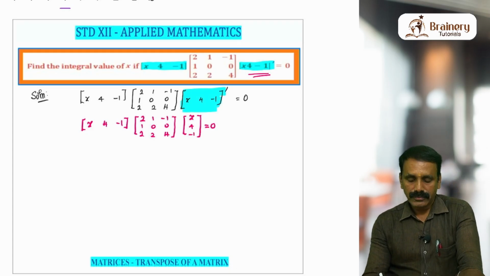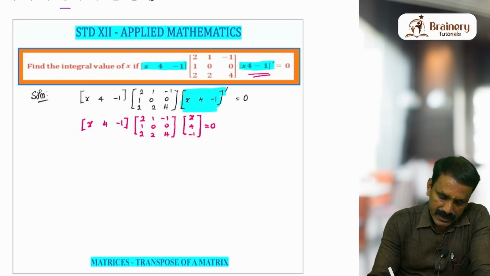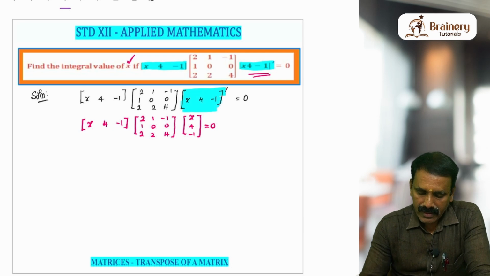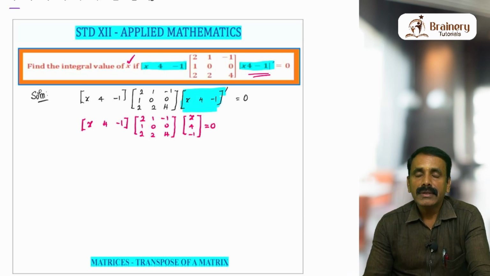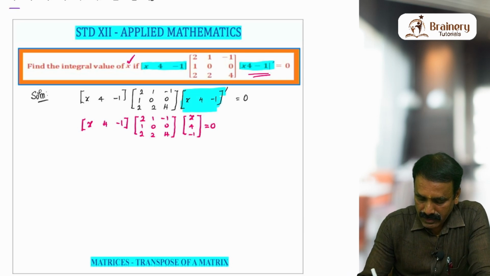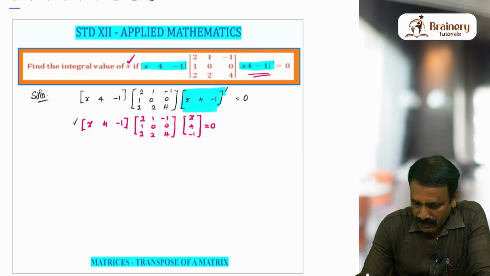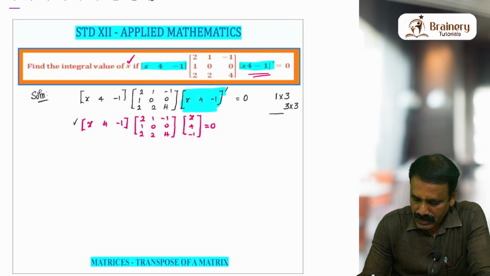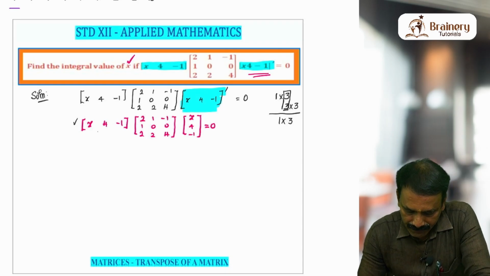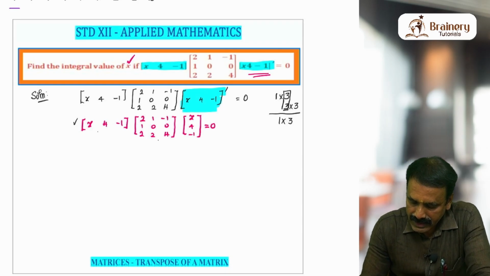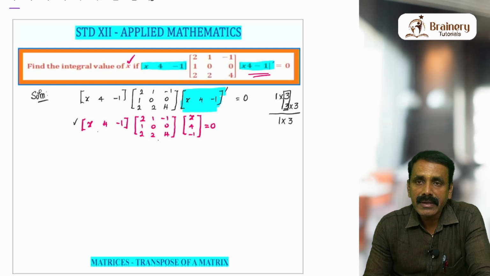We are going to solve for x. First we will check whether the matrix multiplication is possible or not. First matrix is of order 1 by 3. Second matrix is of order 3 by 3. So we can multiply both the matrices. On multiplication, we get a resultant matrix of order 1 by 3. So when you multiply first matrix with the second matrix, you are going to get again a row matrix.